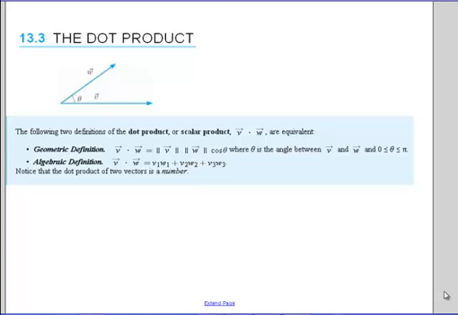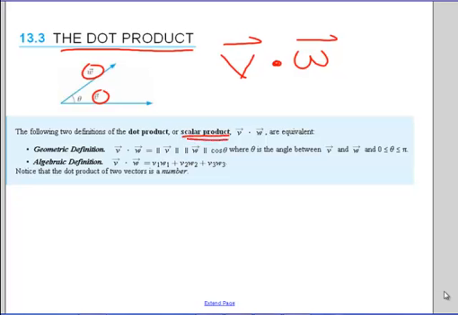Okay, we're going to be looking at a couple different methods for multiplying vectors. The first method that we're going to look at is called the dot product. Given two vectors v and w, we write v, and it looks like a multiplication sign, so we're going to need to be careful, but we say v dot w. First of all, the result of a dot product is a scalar.